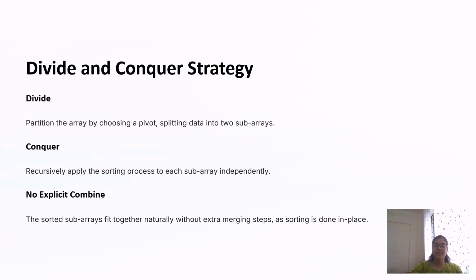Now let us understand the divide and conquer strategy. We partition the array by choosing a pivot, splitting data into two subarrays. And then we recursively apply the sorting process to each subarray independently. The sorted subarrays fit together naturally without any extra merging steps, as sorting is done in place.